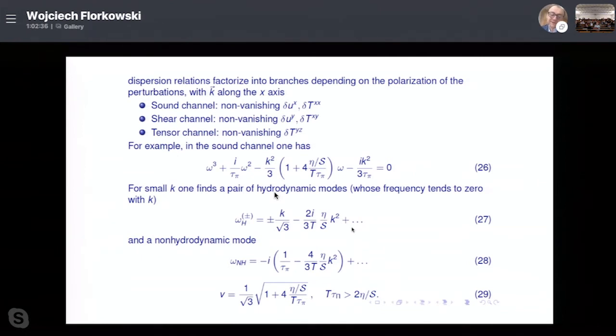So Israel-Stewart theory describes the systems where at the beginning, everything is dominated by non-hydrodynamic modes. They decay. What is left are hydrodynamic modes, and they are described more or less by Navier-Stokes theory. So Navier-Stokes theory itself is bad, but is a good asymptotics for the system which approaches local equilibrium.